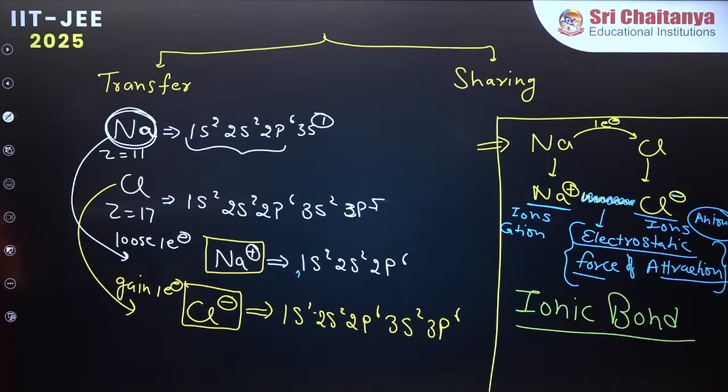Why is octet configuration stable? Till that time it was experimental, because we have seen that those with a complete octet like neon and argon are stable. That's why we get to know experimentally that this octet configuration is stable. They are non-reactive, they do not react easily.